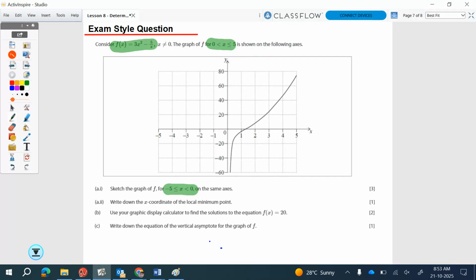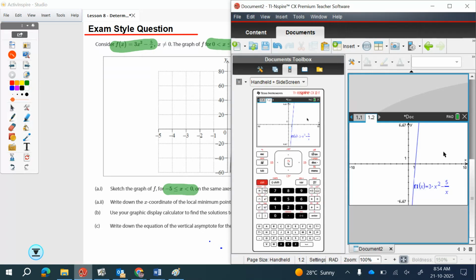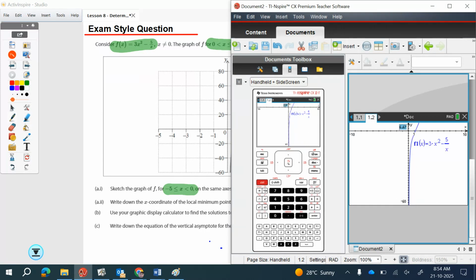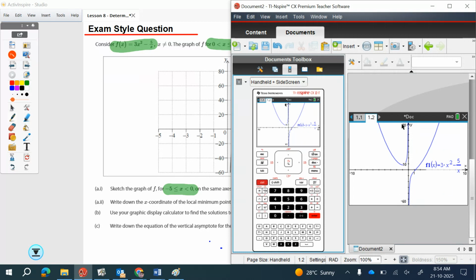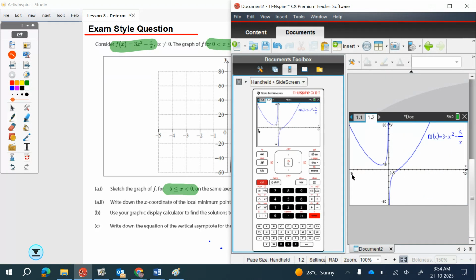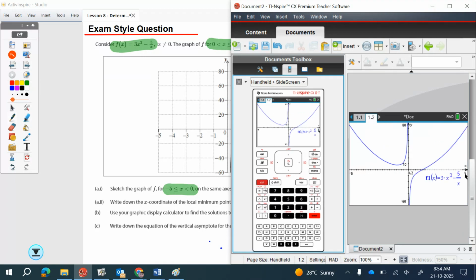Well, look at the scale here. This is going from minus 60 to 80. Let's adjust the scale on the graphing calculator so it matches the scale we want. This needs to be going from minus 60 up to 80. This scale needs to start at negative 5 and go up to 5. So I've adjusted the axis so it looks the same as what we see on the graph, and we have to sketch this now.